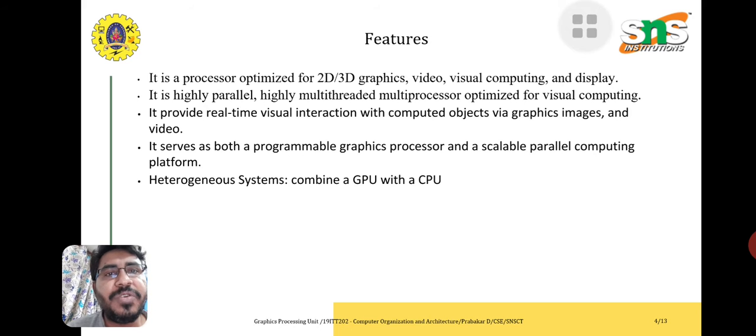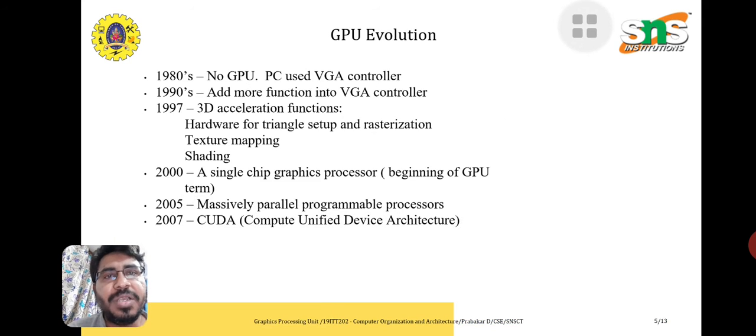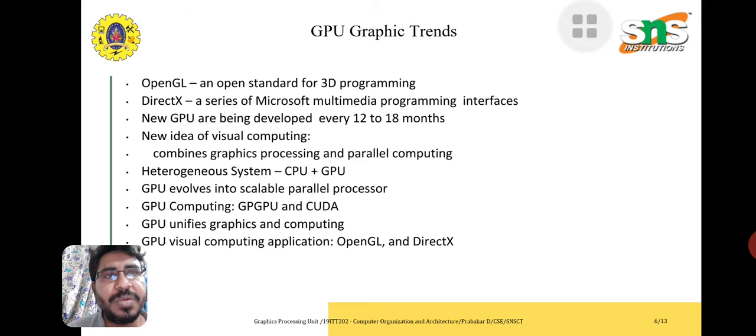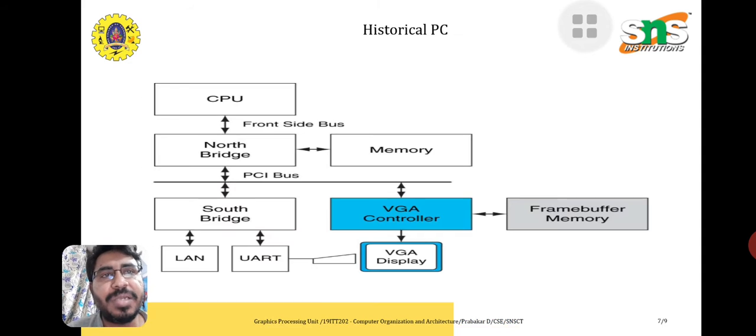These are the features. 2D and 3D: we need to visualize 2D images or 3D images, so we require this processor. So this is the history of the graphics processing unit. Okay, so what are the softwares available? OpenGL and DirectX are the softwares available.